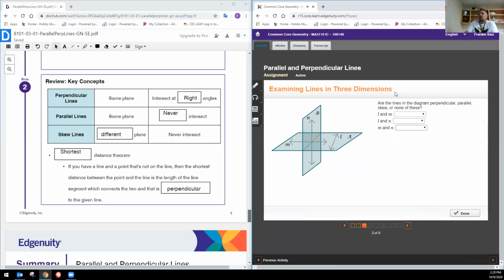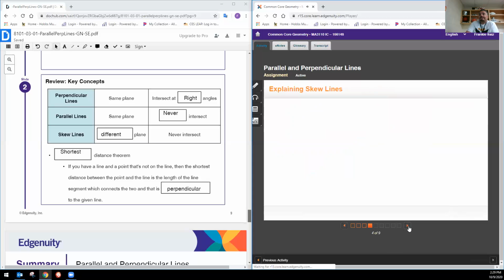Use the diagram to answer the question. Are the lines on the diagram perpendicular, parallel, skew, or none of these? L and M are perpendicular, parallel, skew, or none of these. I'm going to say that's none of those, because you can see they're going to intersect right here at this point, but that's not perpendicular. They are intersecting, but they're not perpendicular, so it's none. Now, L and N, those are skew lines because, look, they do not cross each other. And then M and N are perpendicular because this is the only one that actually is given. Remember, we can't assume, we have to go with what's given.